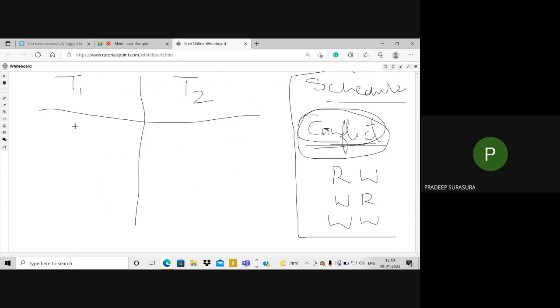Now let me tell you something like this: R of X, X plus N or X plus 5, you understand this. I will say write of X. Now I will say read of X, X minus 5, I write. Then I say write of X.